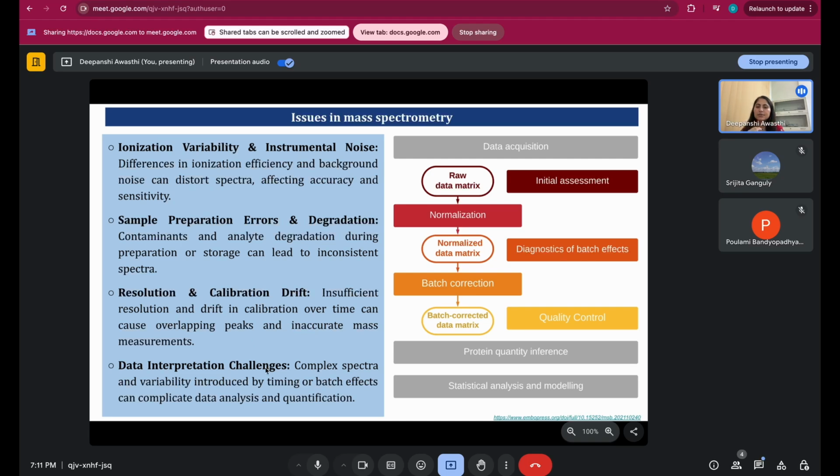And then data interpretation challenges. If the spectra are complex, ultimately it will also complicate your analysis. Your interpretation will not be good. You will be confused about what ionic peak you are observing.